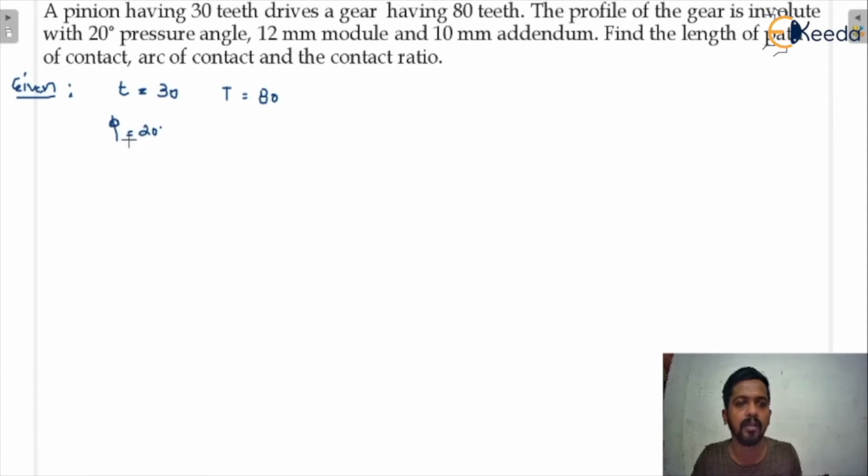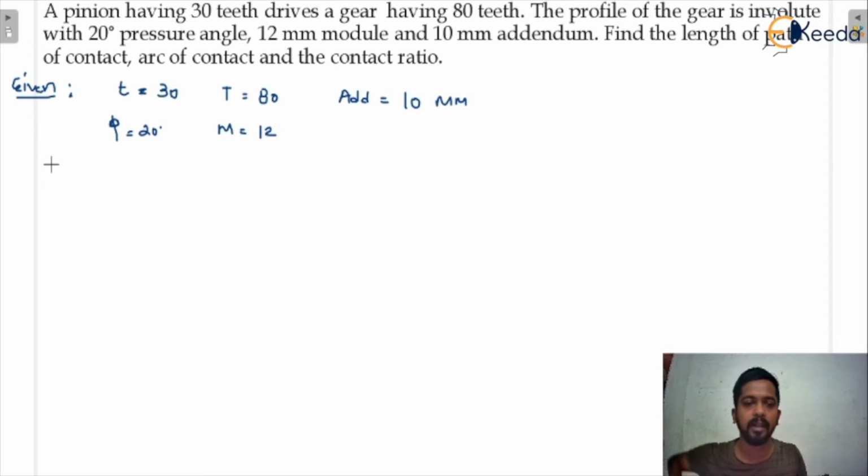Okay, and the module is 12. Now when we have the module and the number of teeth, we can calculate the radius or the diameter, because we know that the module is equal to d by t. The next data I have to write is the addendum, that is 10. Now that is all the given data. Now we just have to find out what is asked in the question: find the length of the path of contact, the arc of contact and the contact ratio. So three things we have to find out.